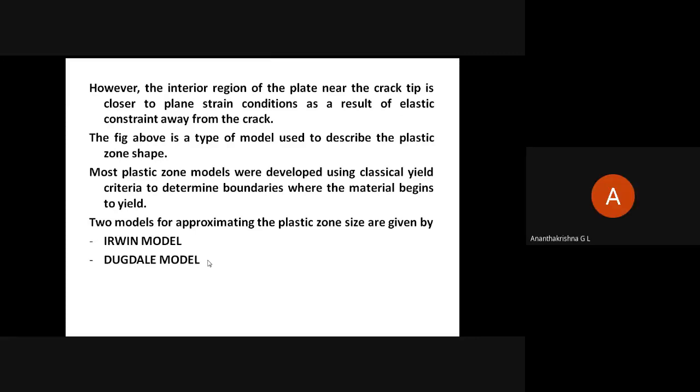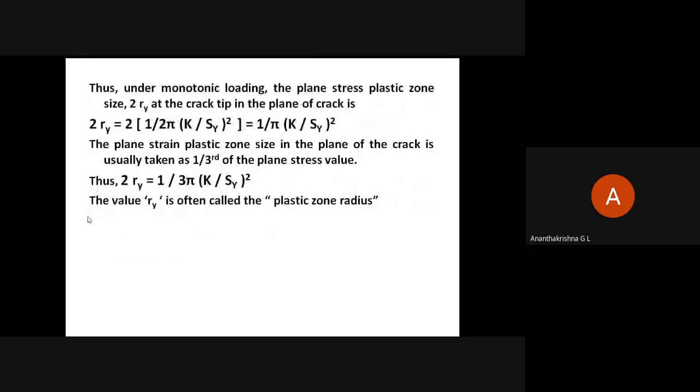Yes, sir. Okay. Now what to do is, please note down: plane stress plastic zone size 2ry at the crack tip in the plane of crack is given by, write down this entire equation.